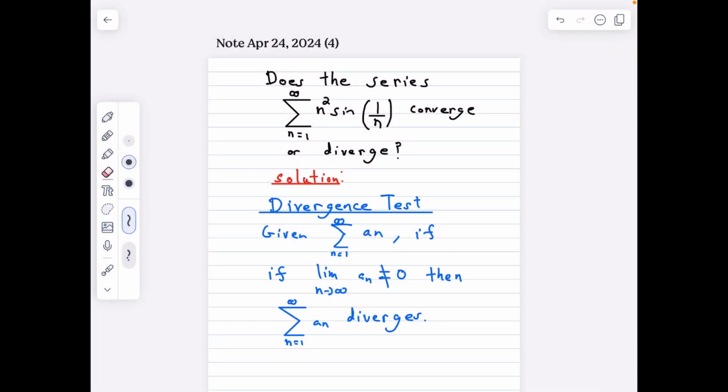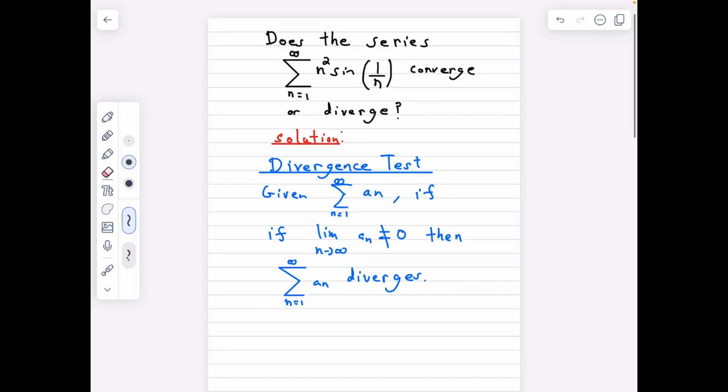Hello everyone, so today we're going to look at this calculus 2 question: the sum from n equals 1 to infinity of n squared sine of 1 over n. Does that converge or diverge? Alright, so we're going to be using the divergence test today.